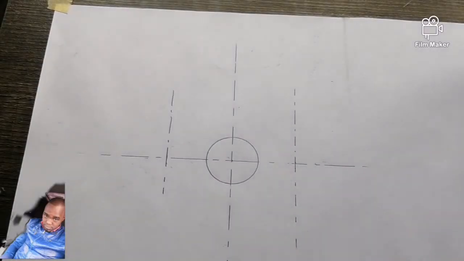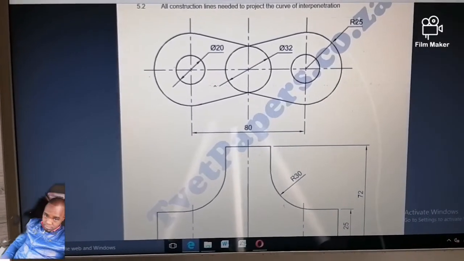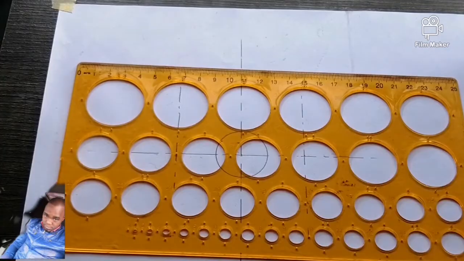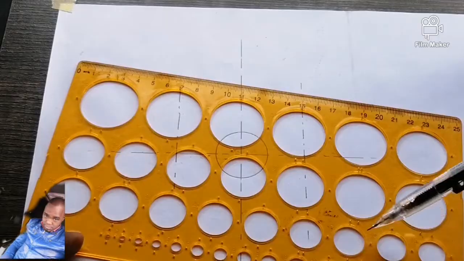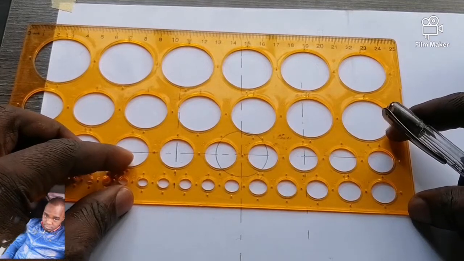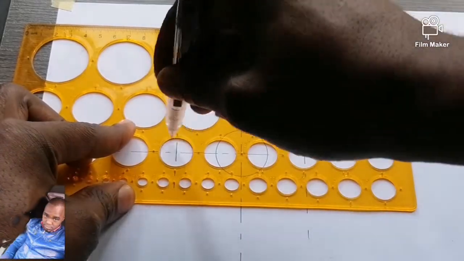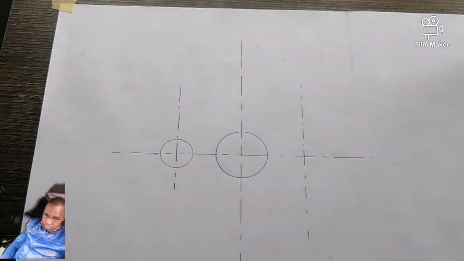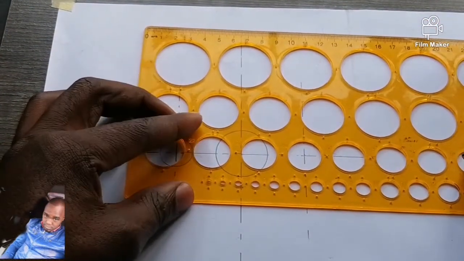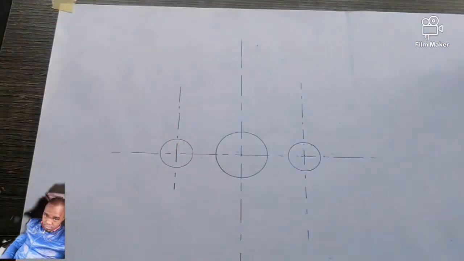Then after we've drawn that, what is next? What is next now is diameter 20. If you've got this type of ruler, it's called a stencil ruler, so you can just look for diameter 20 here. This is 19, this is diameter 20. You place it along your centers. This is quick and accurate as well. You see, so quick, I've already gotten diameter 20. You come to this side again, place it like this, and draw diameter 20. It's so quick and accurate.